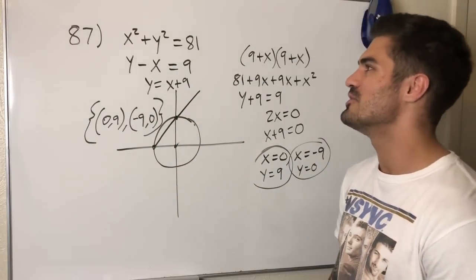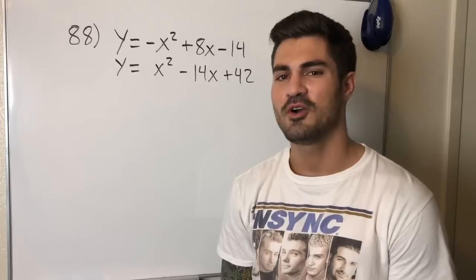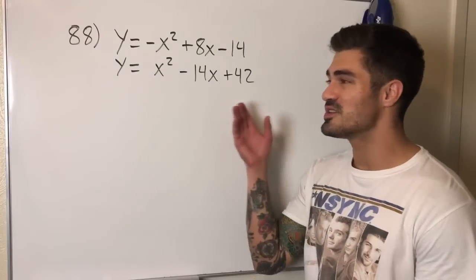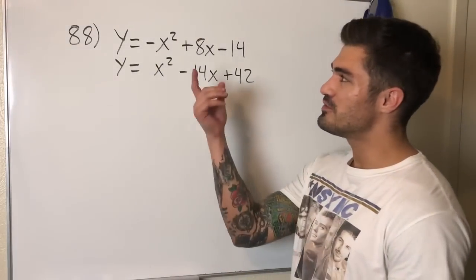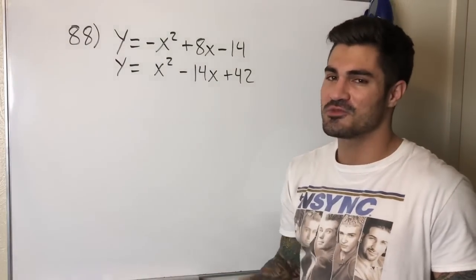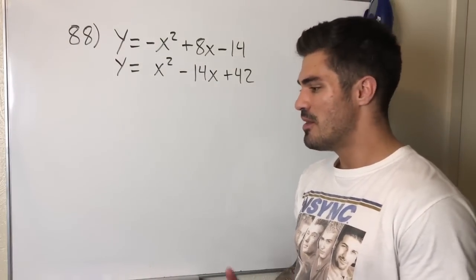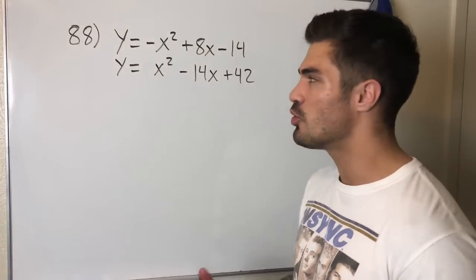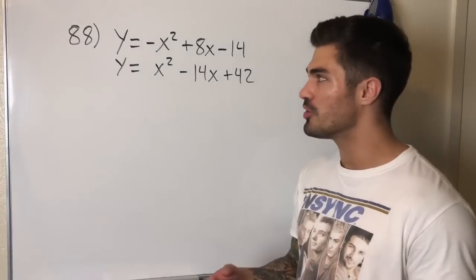So one more problem, then we'll end the video. All right, number 88. We are solving this system of equations. We have 2 equations, 2 variables. This time we have an x squared and an x term. So this is the first example we've seen like this. But we can use any method, substitution or elimination. So actually both will work in this case.